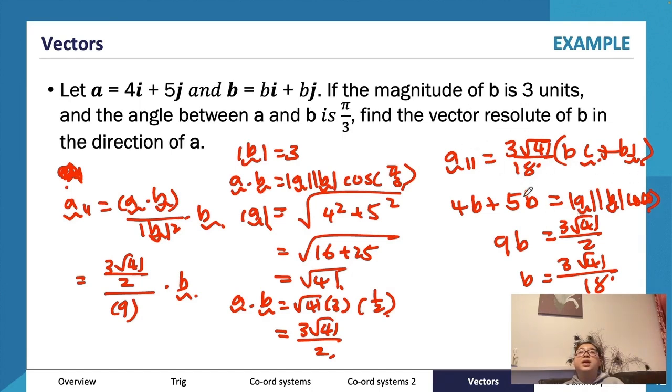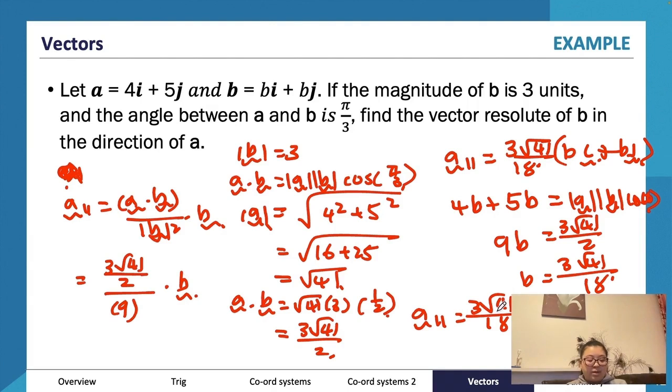But essentially, we can now substitute that back in. So A parallel will equal 3 root 41 on 18 times 3 root 41 on 18 times i plus j. If we substitute that in now, it's going to be root 41 squared, so it'll be 41 times 9 on 18 times 18, which is just going to give us 41 on 36. And then we're going to have i plus j.